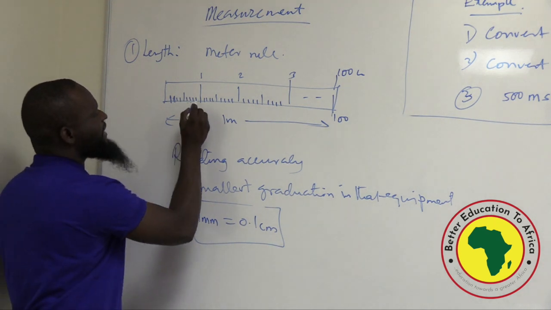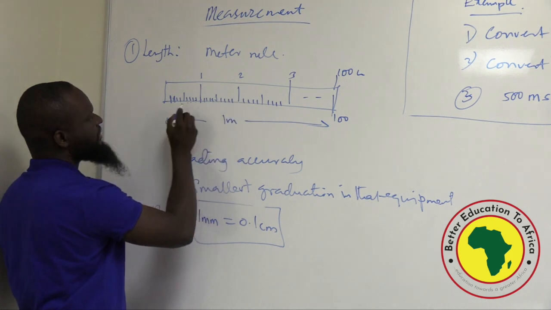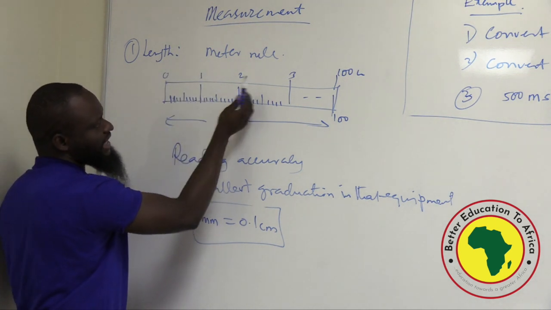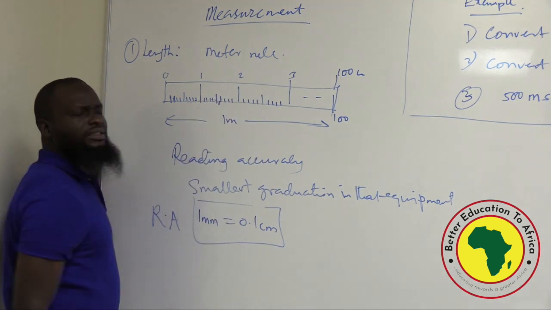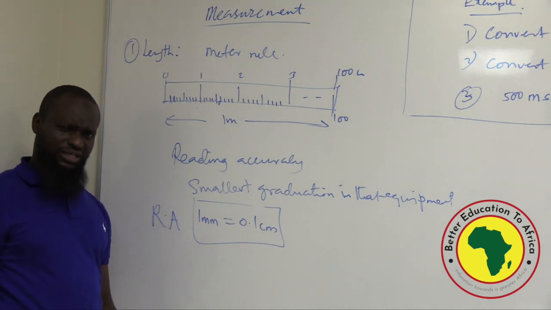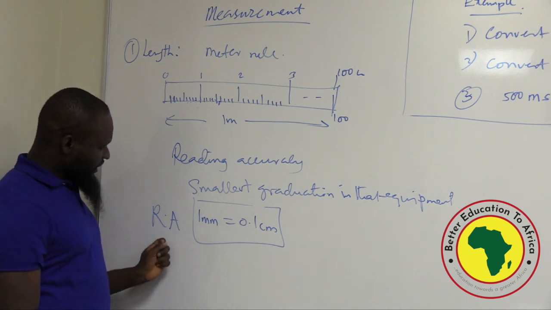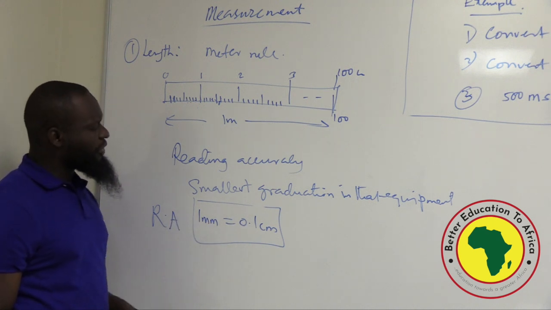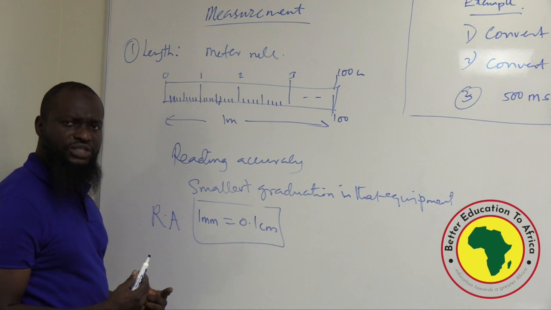If you get smaller than a millimeter, you see we have 10 millimeters here, that makes 1 centimeter. So from 0 to 1, it's 10 millimeters. From 1 to 2, another 10 millimeters, like that. So anything smaller than 1 millimeter, the meter rule cannot measure accurately. Okay, we'll come and see the kind of errors we can get from there as we go along. So the reading accuracy of a meter rule, the smallest reading you can get, is 1 millimeter or 0.1 centimeters.